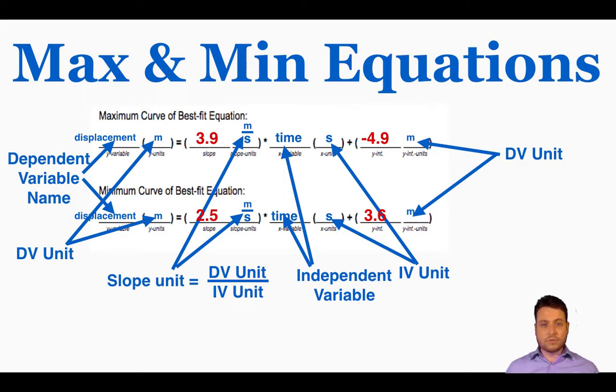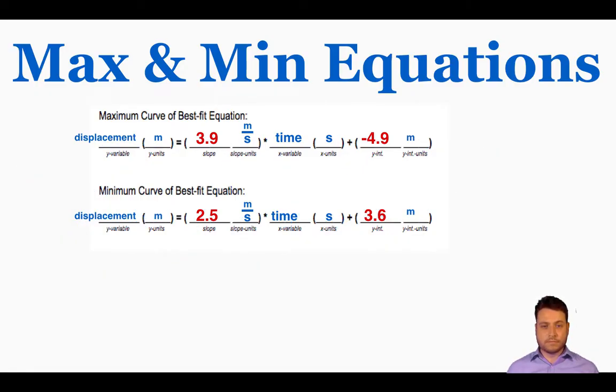You can see that the slope units are the unit of the DV over the unit of the IV. So here that would be meters in the numerator and seconds in the denominator. So that's how we would fill out the equation for the maximum and minimum curves of best fit.